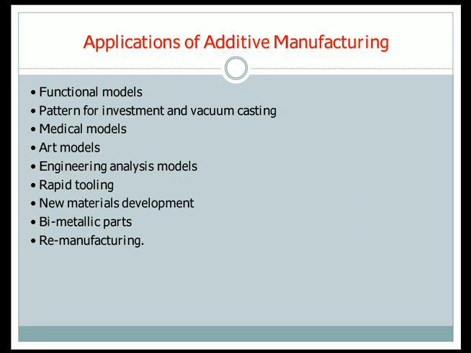So applications, there are many applications of additive manufacturing. Some of the applications we have already discussed. Functional models are models used for specific purposes, for trial and error, or for making a prototype. These types of models we can manufacture using additive manufacturing. Patterns for investment and vacuum casting, we already discussed this. For manufacturing a three-dimensional model by metal casting process, we will initially manufacture the patterns or die by using additive manufacturing. Then we will use this die or pattern to manufacture the real metallic components.